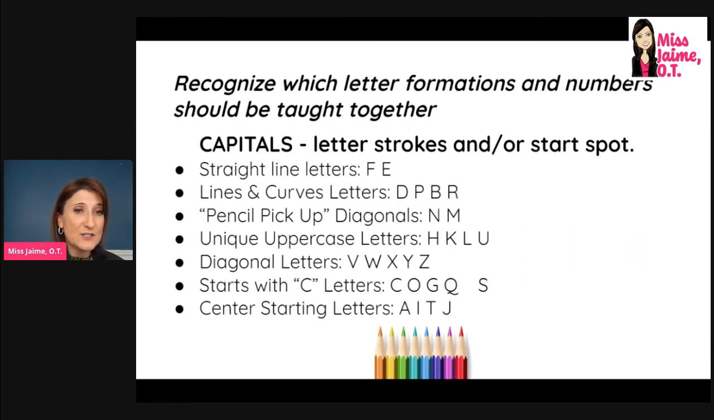The unique uppercase letters, I put H and K and L and U. Now, these letters aren't identical to any other letter, but they're not that hard to put with another group of letters. So if you have one of those letters in a child's name and you want to get to it a little faster, it's really not that hard to put it with another letter with similar strokes or a similar start spot. So for example, the letter L, it would be easy to put that with F and E because it's still the stroke down, and then rather than the two at the top, we're doing the one at the bottom. I hope that that makes sense.